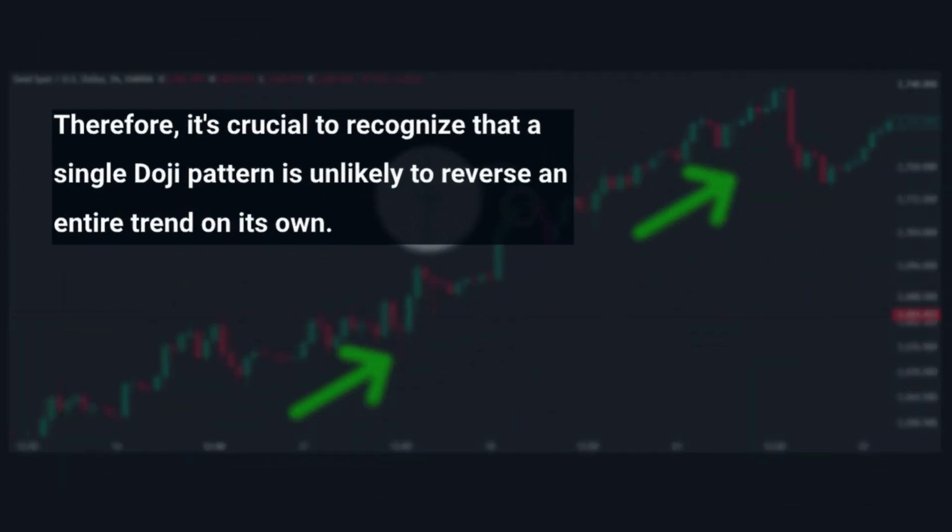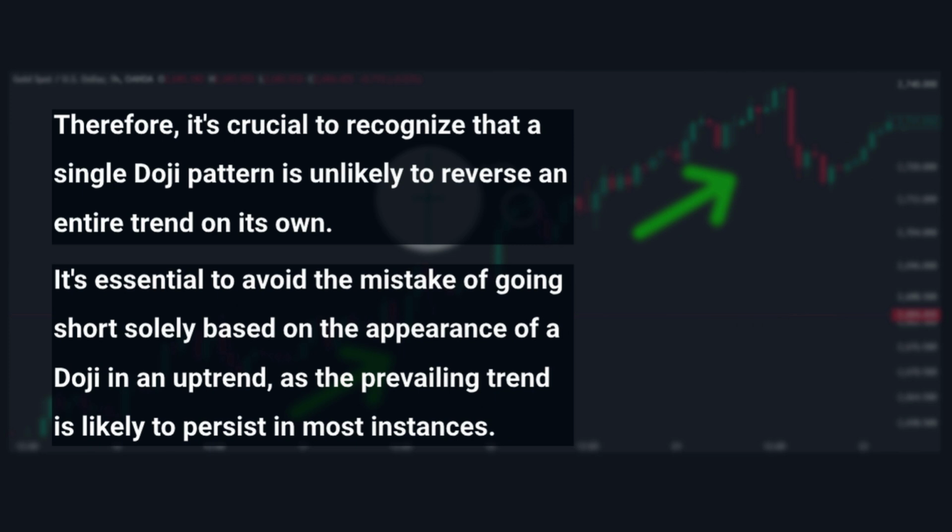Therefore, it's crucial to recognize that a single doji pattern is unlikely to reverse an entire trend on its own. It's essential to avoid the mistake of going short solely based on the appearance of a doji in an uptrend, as the prevailing trend is likely to persist in most instances.